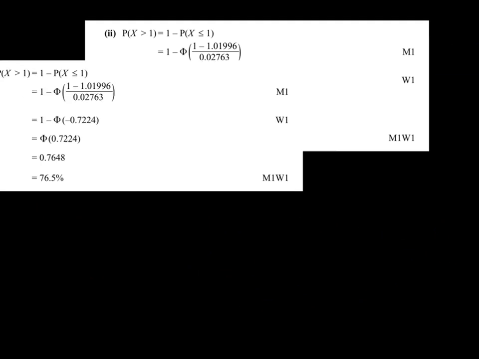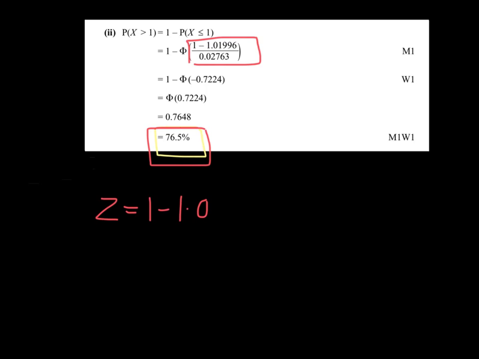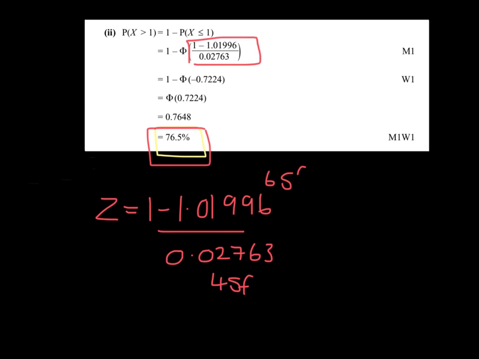If we go to the same mark scheme for this part of the question and I look at the answer, it appears at first as if I have got the wrong answer. But we go up here to the top. To work out their z value, say I've done 1 minus 1.01996 all over 0.02763. Now you'll see I use 0.02763, which is 4 significant figures. The top they've used 6 significant figures, I've only used 4 significant figures.